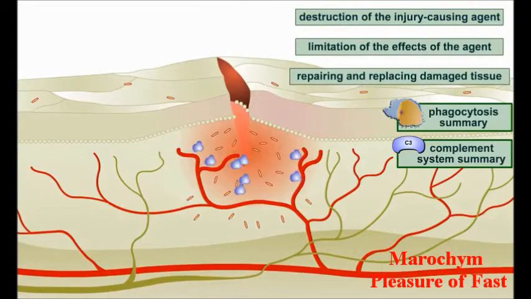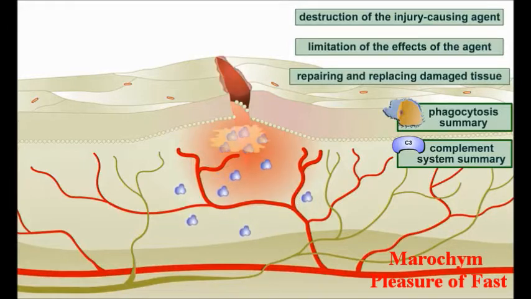The migration of phagocytes and other factors to the site of injury usually results in the destruction of microorganisms. Phagocytes directly attack the microorganisms, but other components of the body's defense systems, such as the complement system, are also involved.